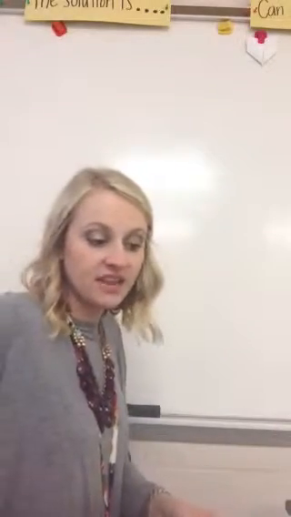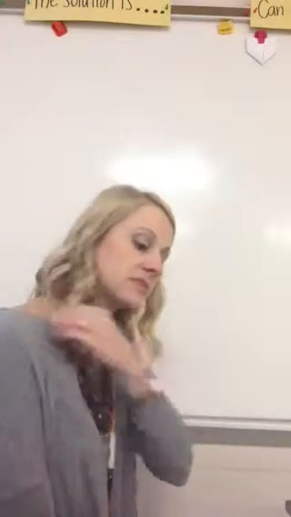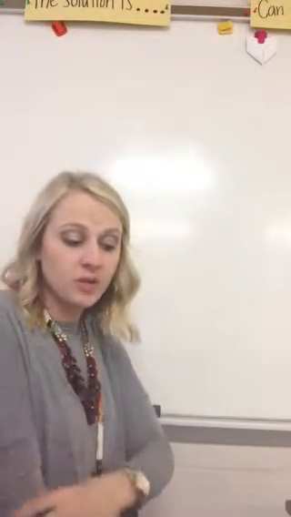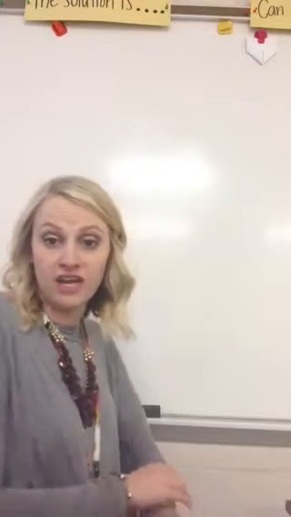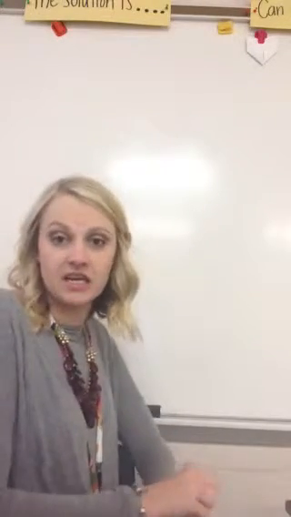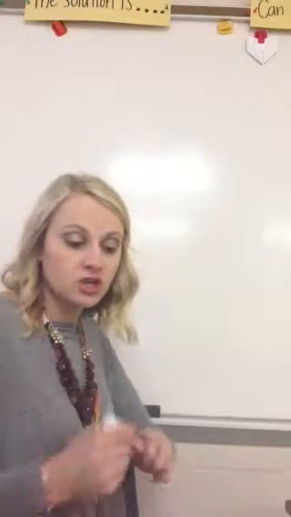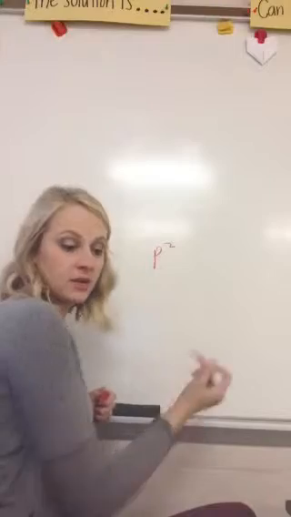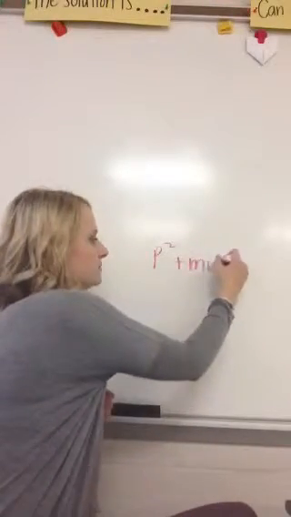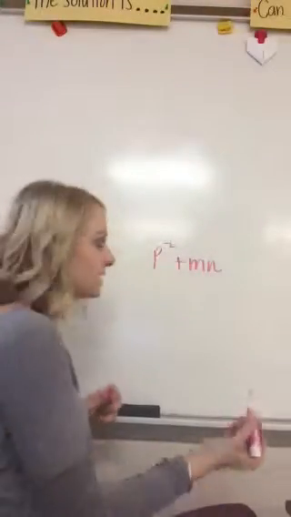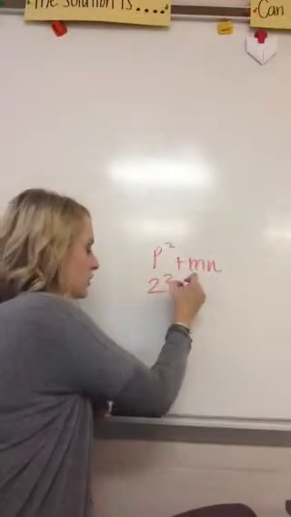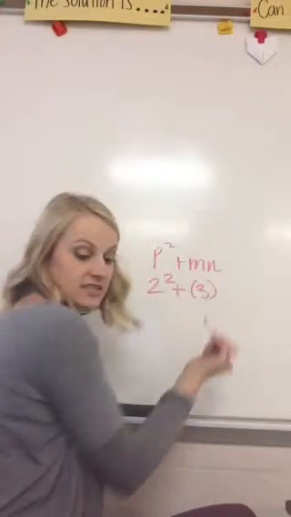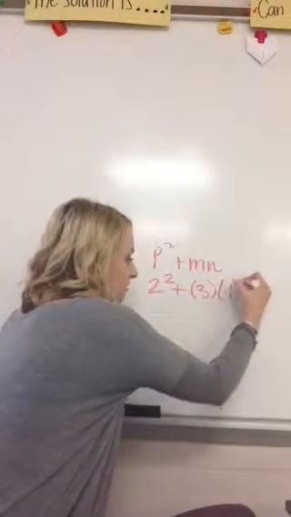Okay, so the only section that I'm going to go over on Skill Builder 21, the one I'm going to start with, is expressions. So I want you guys to remember that expressions means you're solving it. So usually you're going to be plugging in or substituting for letters. So my first one tells me that I have p squared plus m times n. So it tells me that p equals 2, so I know I have 2 squared plus m, which is 3, times n, which is -1.